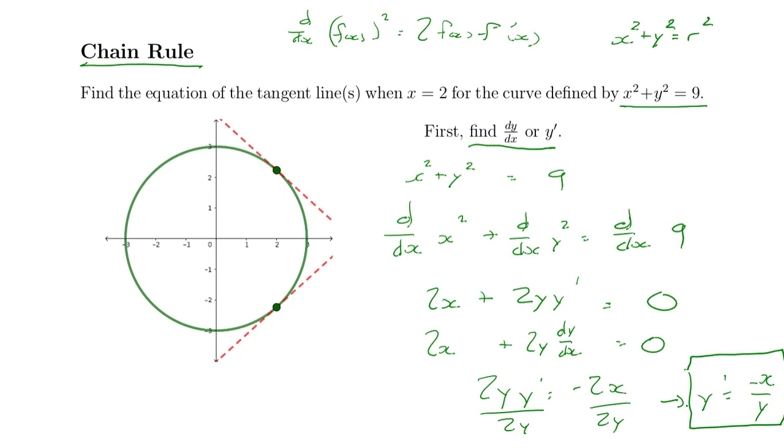So what this will do is tell me the slope of the tangent line at any point on this circle. Notice my derivative is written in terms of x's and y's. Here, we're told to find out what's going on at x equals 2. What you'll notice is that we're going to need the y value here. So that's something that we'll have to just kind of notice.